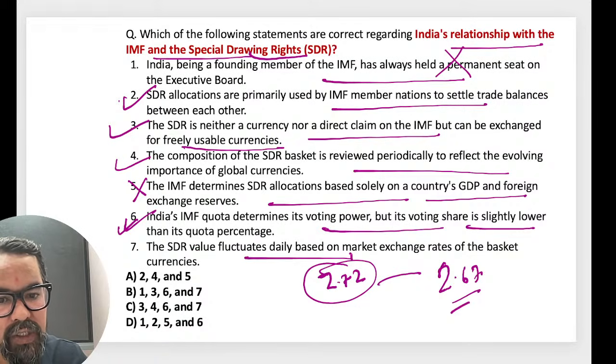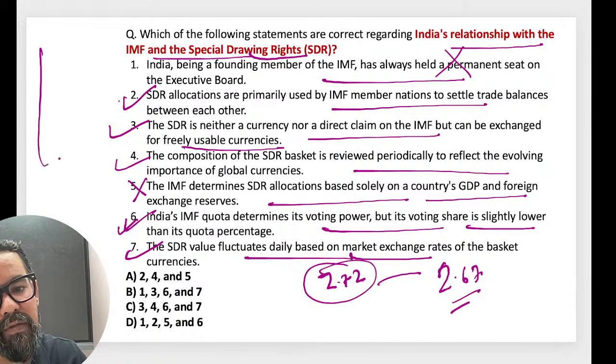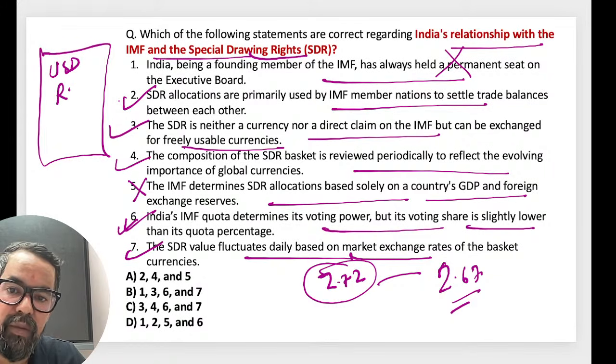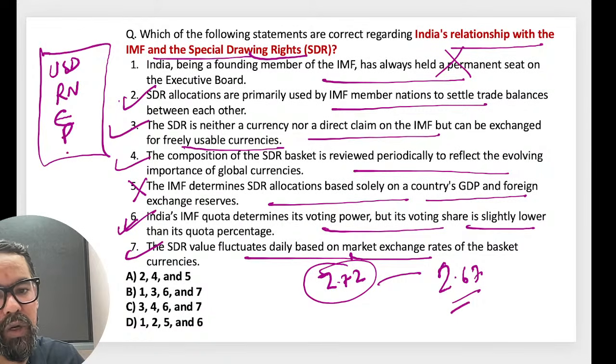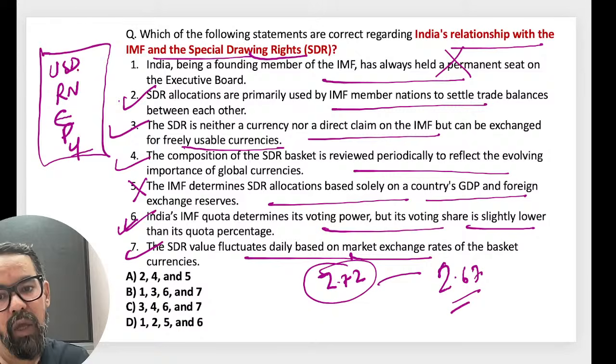SDR value fluctuates daily on market exchange rates based on the basket of currencies. Basket currencies means we have 5 currencies. Which ones? US dollar, renminbi, euro, pound and yen. These are the 5 currencies which are part of this SDR basket. So as the movements happen in these, there will be a change.